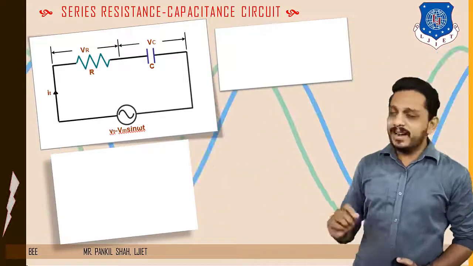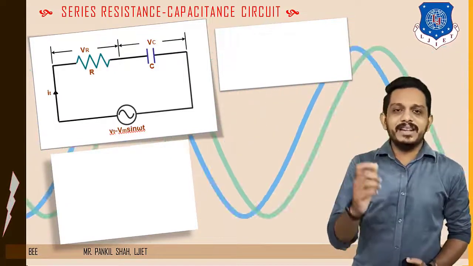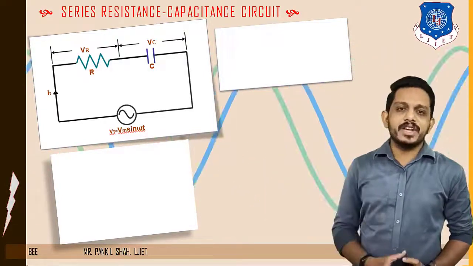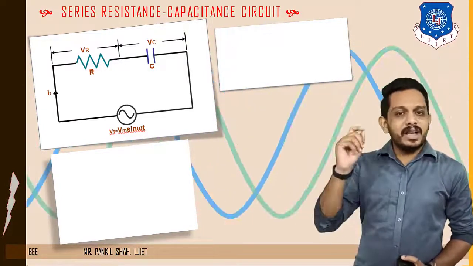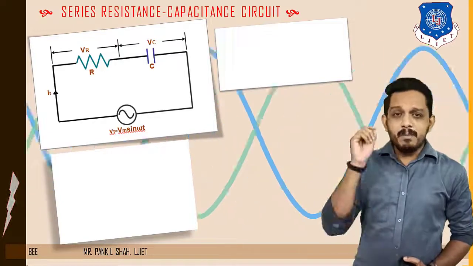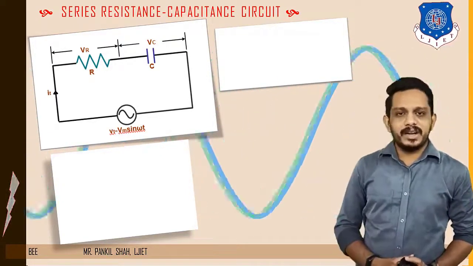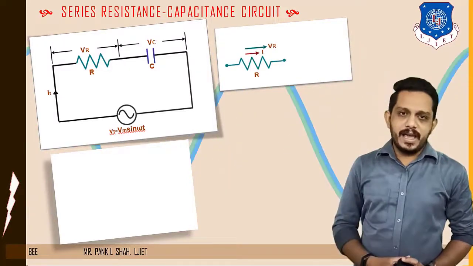But we need to find the equation of the current, that is It, and the phase angle between the voltage and current. To find the equation of the current It, we need to draw the phasor diagram of this series RC circuit. So now let's draw the phasor diagram.